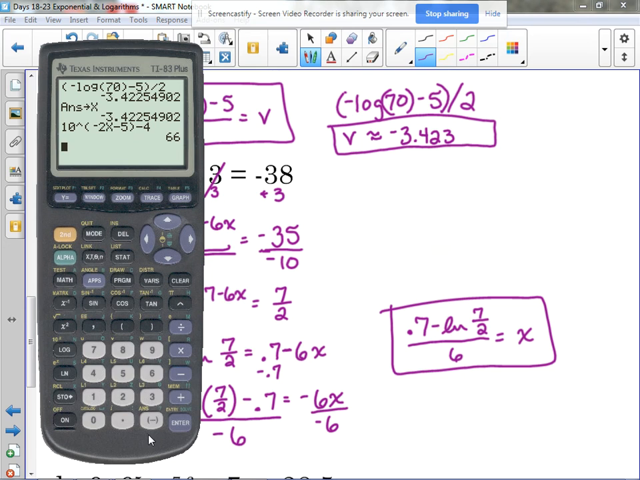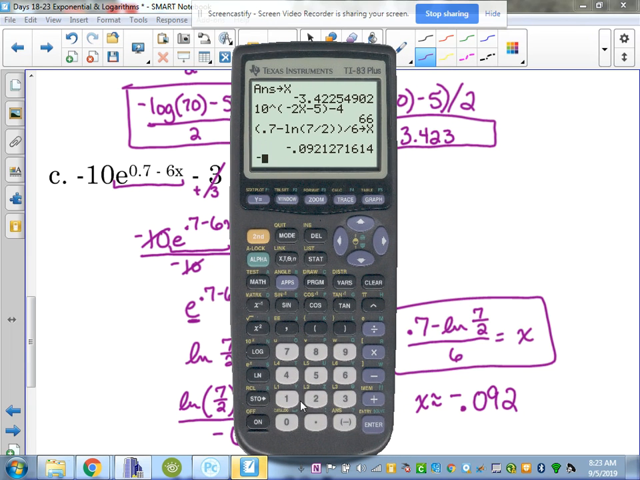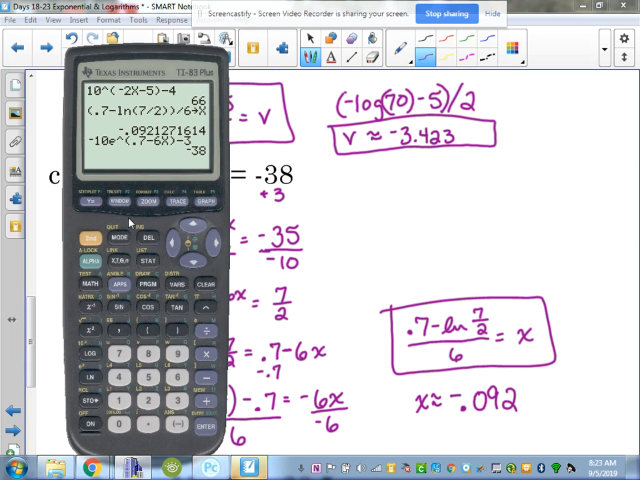Let's find our approximate. 0.7 minus natural log 7 over 2, divided by 6. Notice I have parentheses around the entire numerator, stored as x. So there's our approximate answer. x is approximately negative 0.092. And we go to the original, negative 10 e to the 0.7 minus 6x, close parentheses, minus 3. And that gives us negative 38.